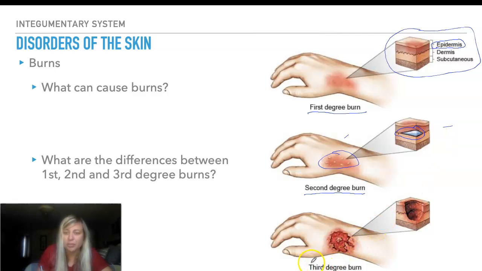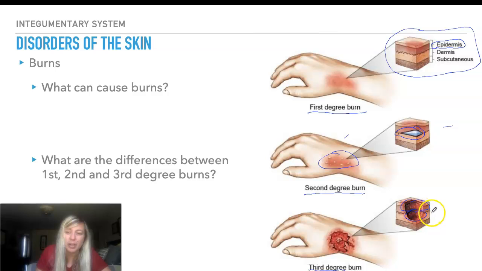And then the third degree burns are also called full thickness burns. They're going to involve destruction of the epidermis. So you can see in the picture here that the epidermis is gone. Some of the dermis has also been destroyed. We're going to have damage to nerves, and fluid loss, which can lead to dehydration and shock if it's a large amount of the body that has suffered the burns.